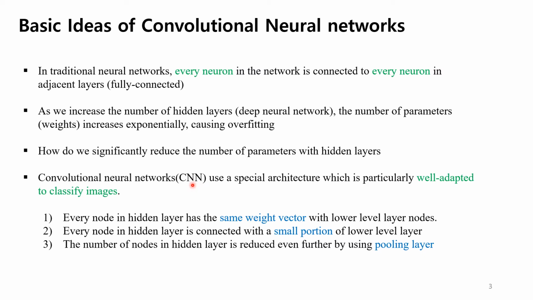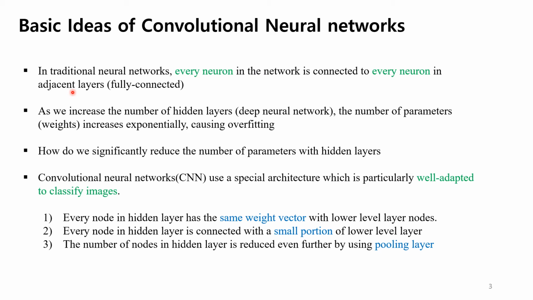Another problem of the traditional neural net is that every neuron in the network is connected to every neuron in the next layer. For example, you have a certain node in a hidden layer. That node is connected to every node in the lower-level hidden layer. That's how it is connected in the traditional neural net, and it is called a fully connected connection.